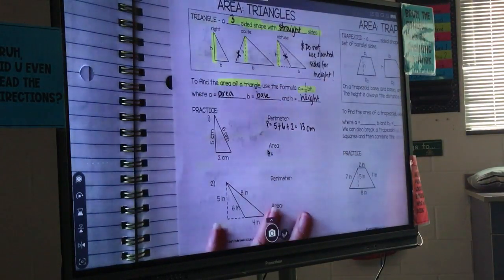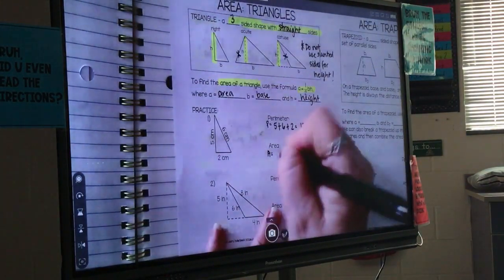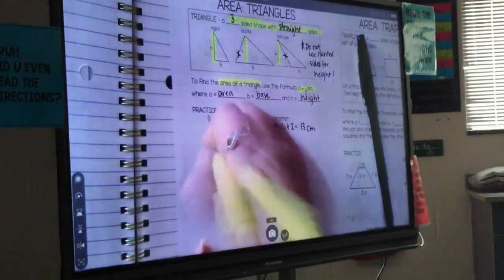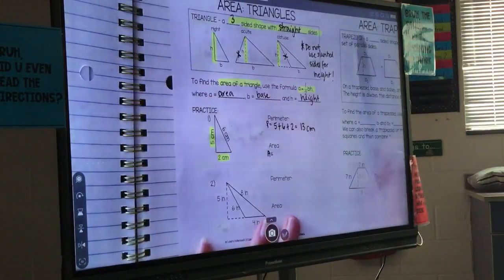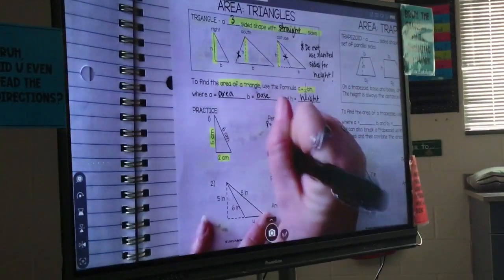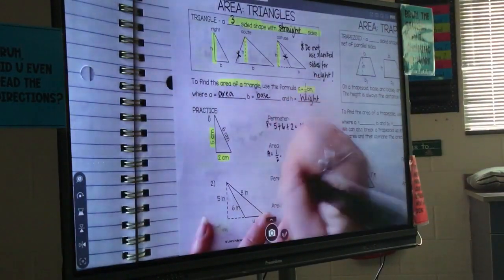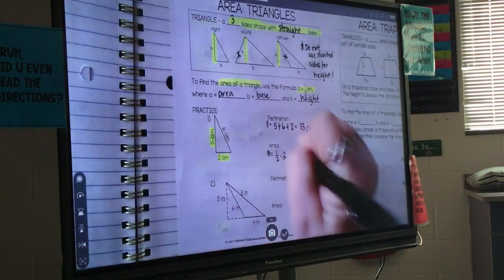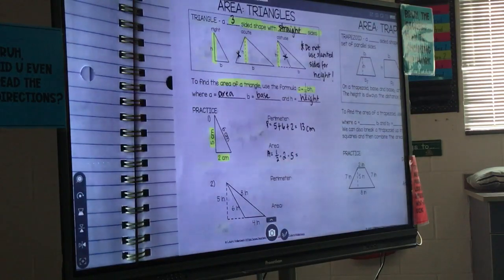All right. Now, when you're finding the area, you're going to use 5 centimeters and 2 centimeters. And you're going to do half times 2 times 5. So what's half of 2? 1, and 1 times 5.